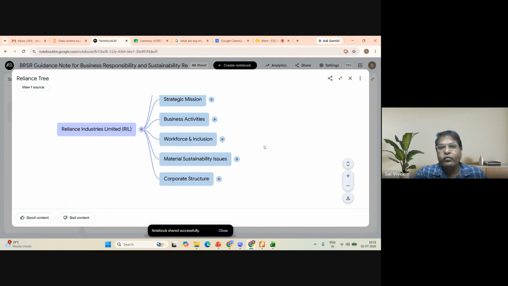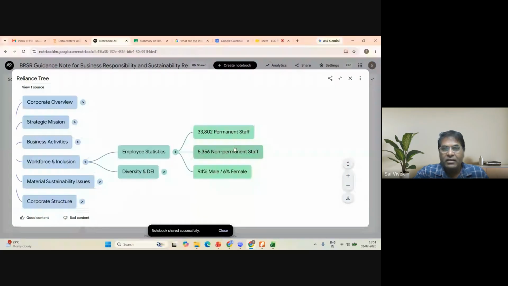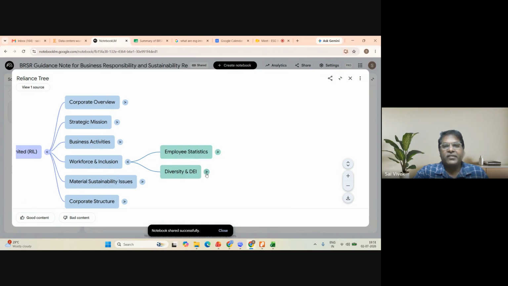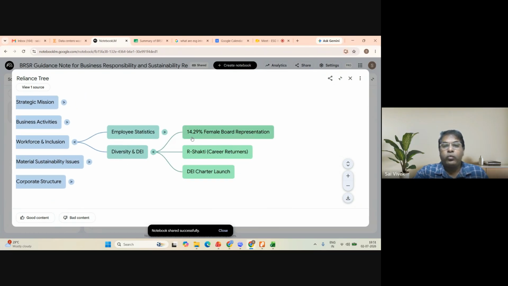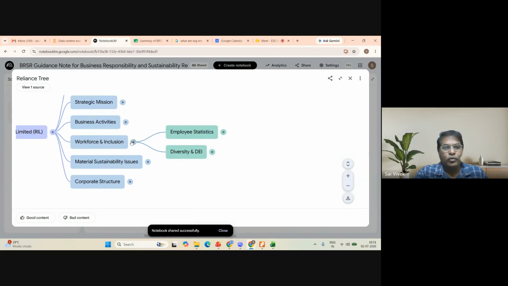Coming to workforce and inclusion. Employee statistics and diversities are given here. Employees, 33,000 and odd permanent staff, 5,000 non-permanent, of which 94% is male and 6% is female. These are the employee statistics. Diversity and DEI, 14.29% of female board representation is here. R Shakti career returns are there. DEI charter launch is also there. So this is about workforce and inclusion.